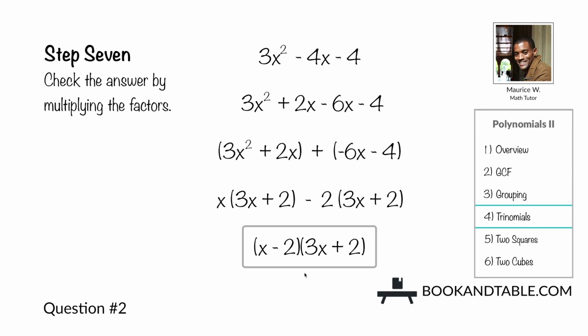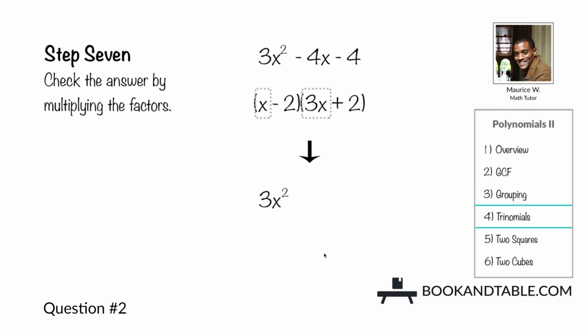And now we want to check the answer by multiplying the factors to confirm that the final polynomial that we get matches the original polynomial. So we have x times 3x, which is 3x squared, x times 2, which is 2x, negative 2 times 3x is negative 6x, 2x minus 6x is negative 4x, and negative 2 times positive 2 is negative 4. And since our final polynomial matches the original polynomial, that confirms that x minus 2 and 3x plus 2 are the factors of 3x squared minus 4x minus 4.